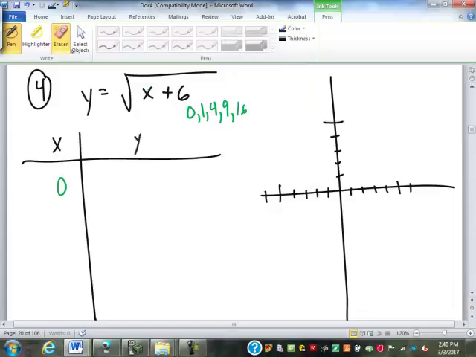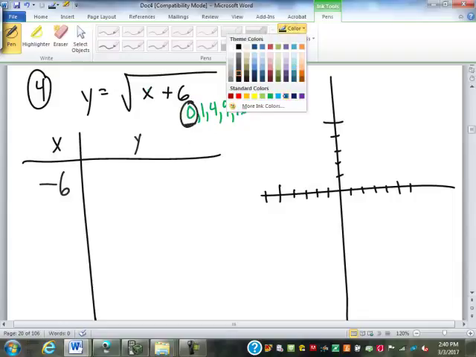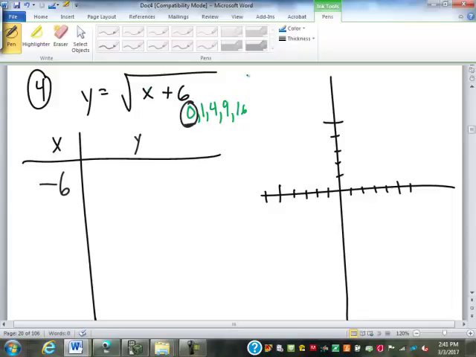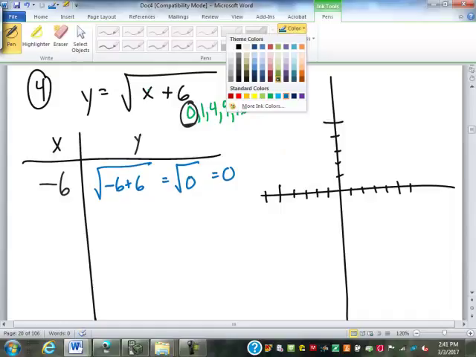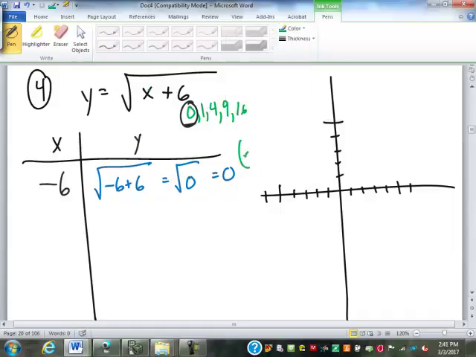So the first one I chose there is -6. The reason I chose -6 for x is because if I put x in here, what's -6 plus 6? 0. So that's one of the first ones on my list that I know gives me a nice, neat answer. So if x is -6, y is -6 plus 6, which is 0. So what's the square root of 0? 0. So that gives me that ordered pair when x is -6, y is 0. So that's a point right there.